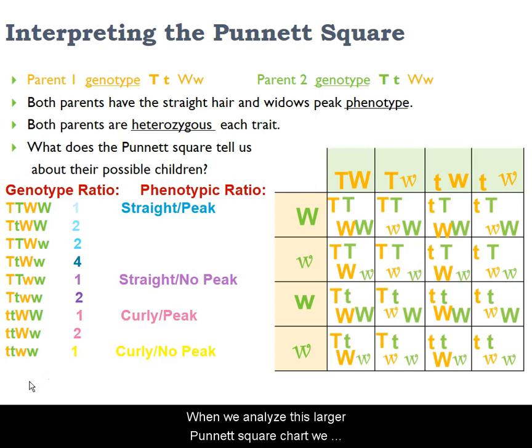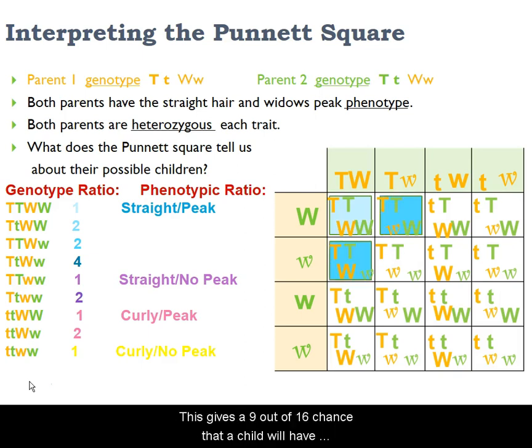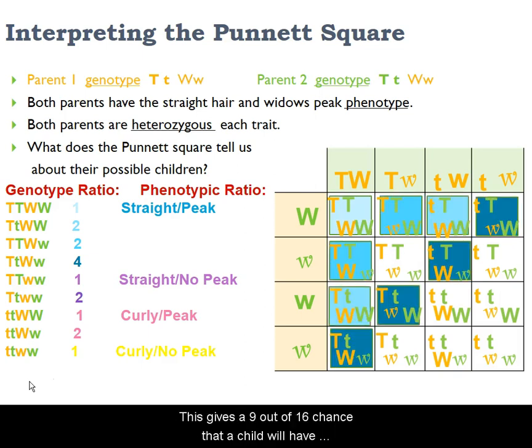When we analyze this larger Punnett square chart, we have 4 possible combinations for each parent's genes for each trait, and 16 possible opportunities for them to interact. We can look at the Punnett square and see that there are 4 different genotypes that would produce the phenotype in which both dominant alleles are present for both traits, shown in blue. This gives a 9 out of 16 chance that the child will have straight hair with a widow's peak.